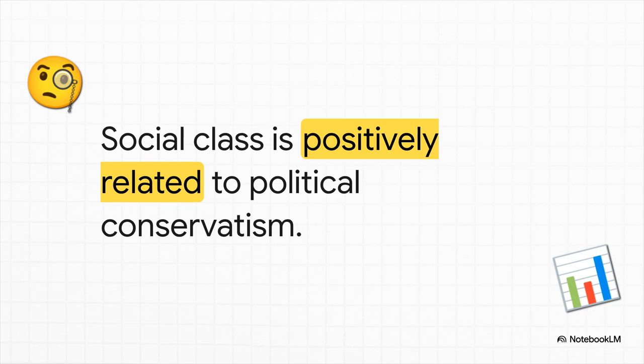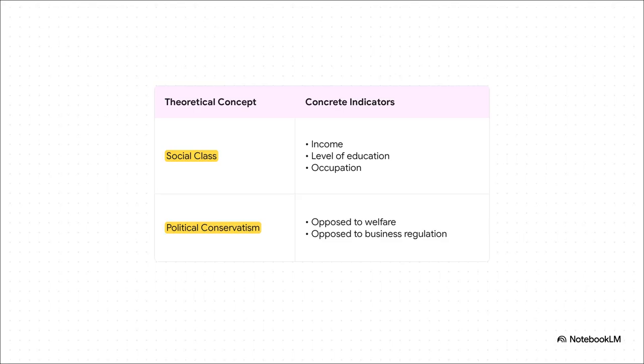Let's use another example. Social class, political conservatism. These are huge, fuzzy concepts. You can't just look at someone and see their social class, right? So how on earth do you measure them? Well, here's how. We break them down into concrete things we can measure called indicators. So instead of trying to measure social class as one big thing, we measure income, level of education, and type of job. Instead of conservatism, we can ask about specific views on things like welfare. These indicators act as stand-ins for our big, abstract ideas.